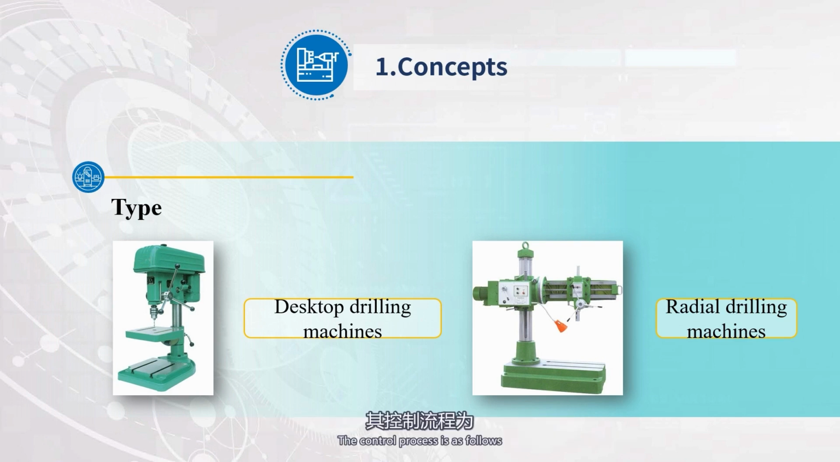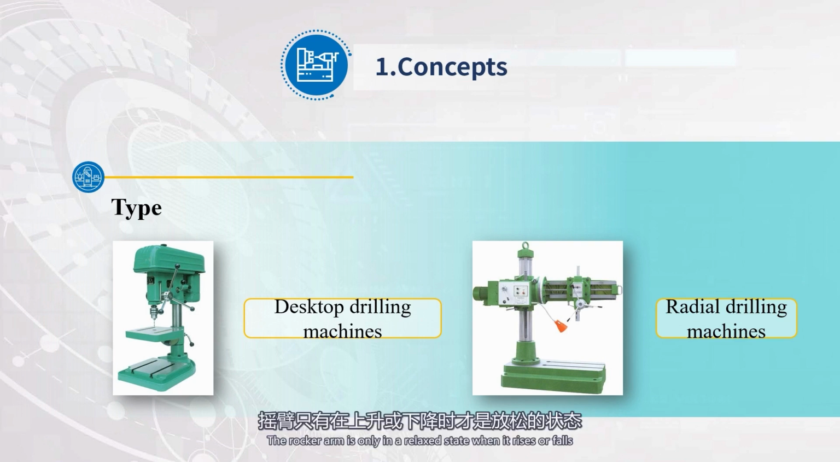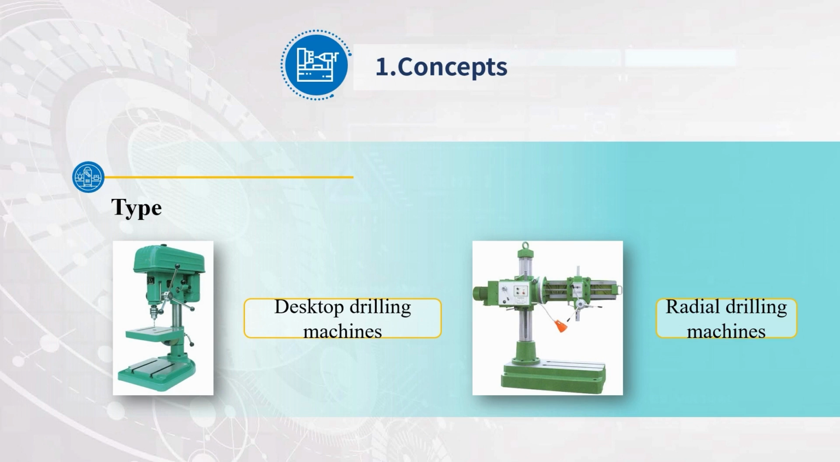The lifting of the rocker arm requires the control of the rocker arm lifting motor M3. The control process is as follows: the rocker arm is first relaxed, then the rocker arm is controlled to rise or fall, and finally the rocker arm is clamped. The rocker arm is only in a relaxed state when it rises or falls, and is clamped at any other time, which is also a control method for safety considerations.